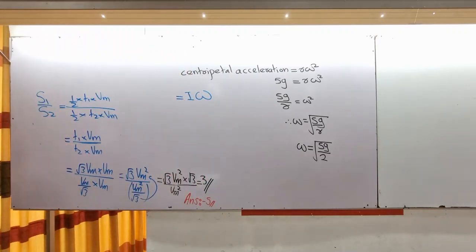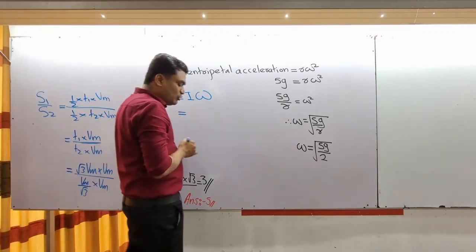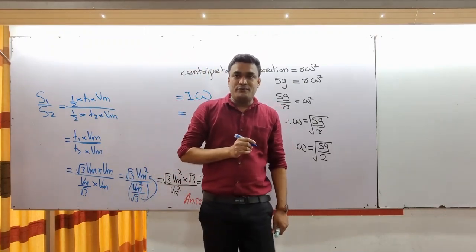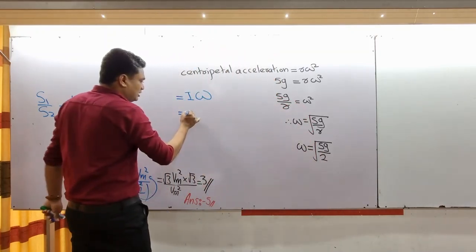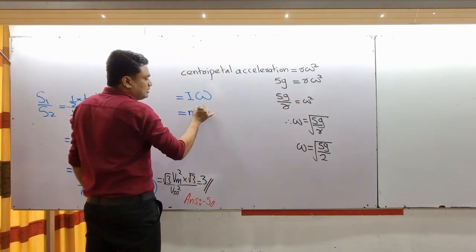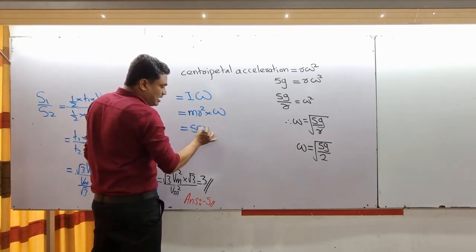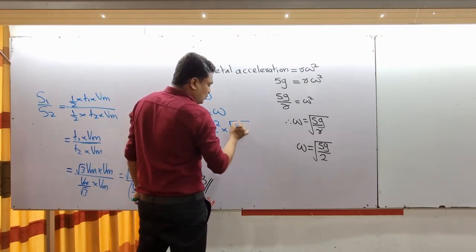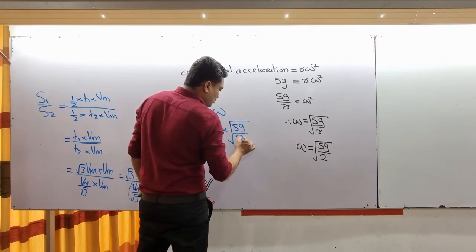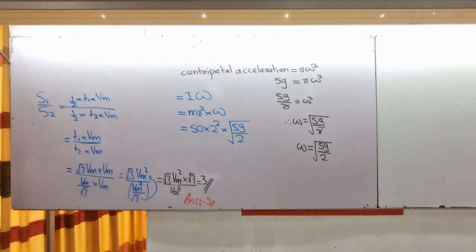Am I right here? The moment of inertia of a particle moving along a circular path is given by the equation m r squared. So angular momentum is m r squared into omega. M is given as 50, r is given as 2, omega is the square root of 5g over 2. Simplify this and check which answer is correct here.